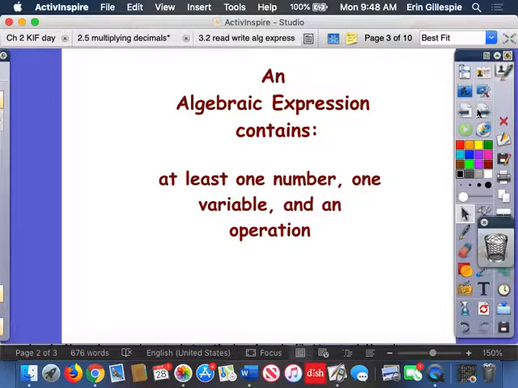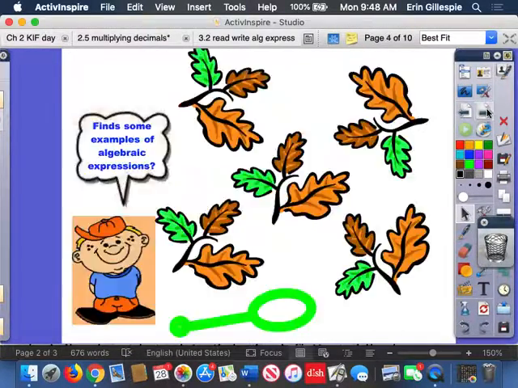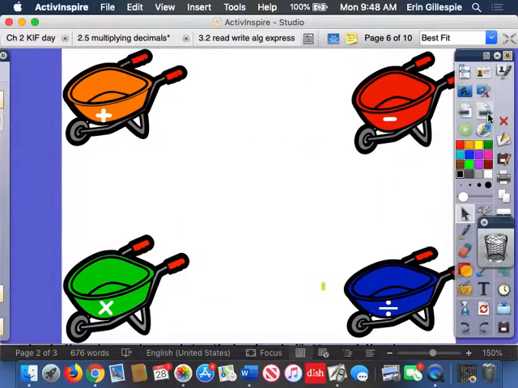So we're going to practice reading expressions and being able to translate them from words to numbers, variables, and operations, and then reading over a word problem and being able to write an expression. We're going to skip that and that. Here we go. So this matches your notes.